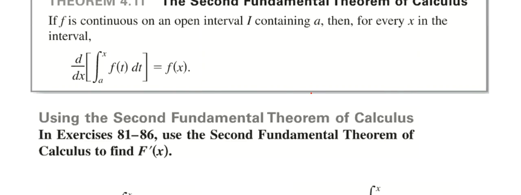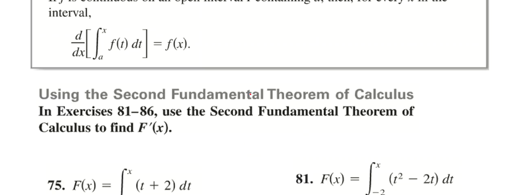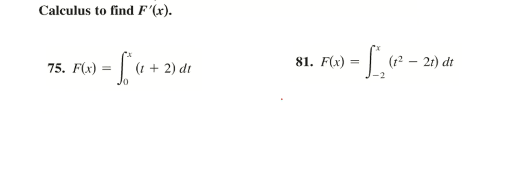So using the second fundamental theorem of calculus to find capital F prime of x. Capital F will represent the antiderivative, so capital F prime would be the derivative of the antiderivative. First, look at this and make sure it's in the correct form. We're going from some number, which was a in the general form, 0 to x, of t plus 2 dt. Okay, so the first thing that we want to find is the antiderivative.